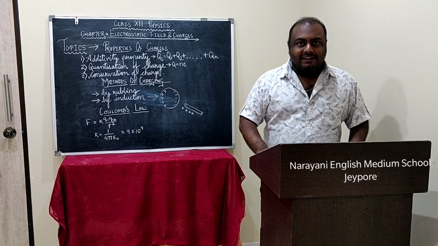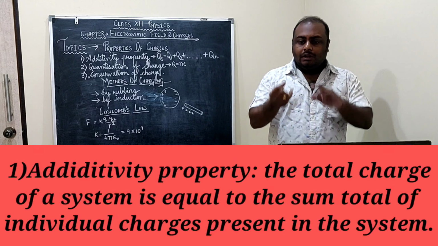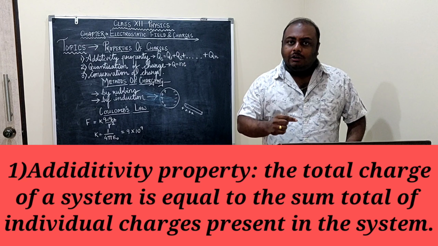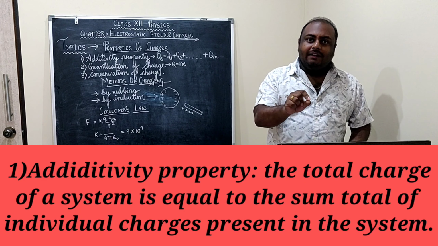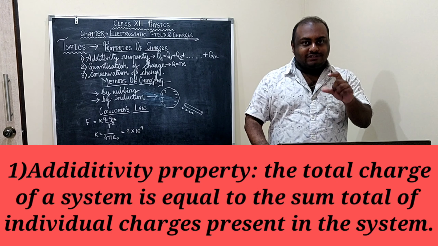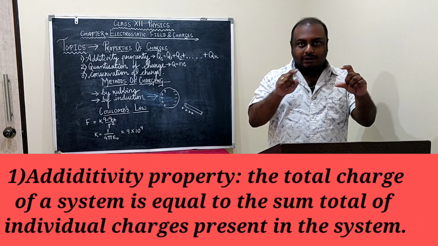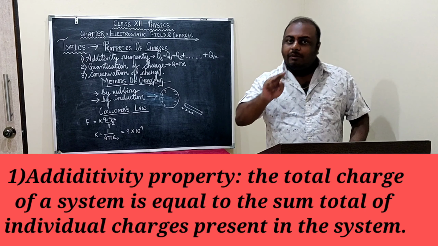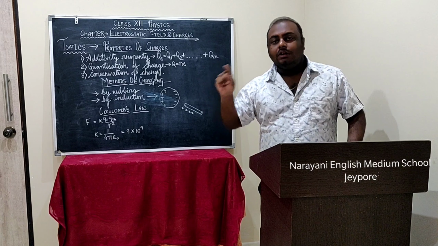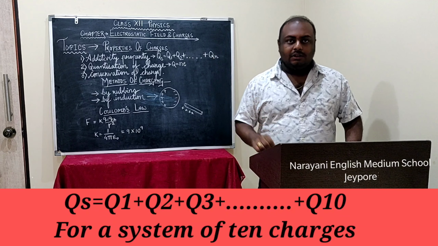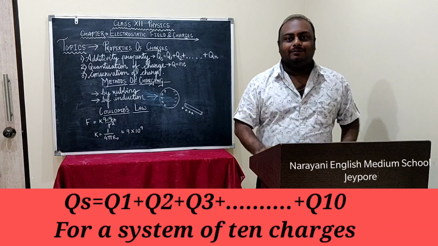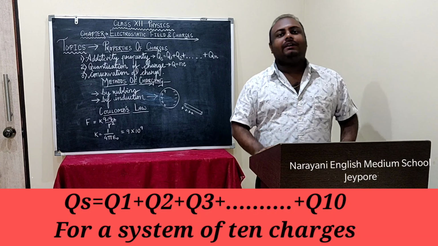The statement of the additivity property of charges is that the total charge of a system is equal to the sum total of individual charges present in the system. So the total charge of the system, Qs, is equal to the sum of the individual charges Q1 plus Q2 plus Q3 plus Q4 and so on up to Q10. So this is how we converted a statement into a formula, and this is the additivity property of charges.